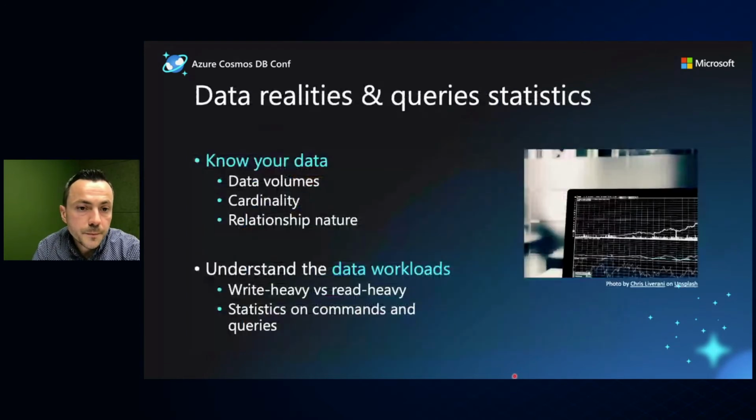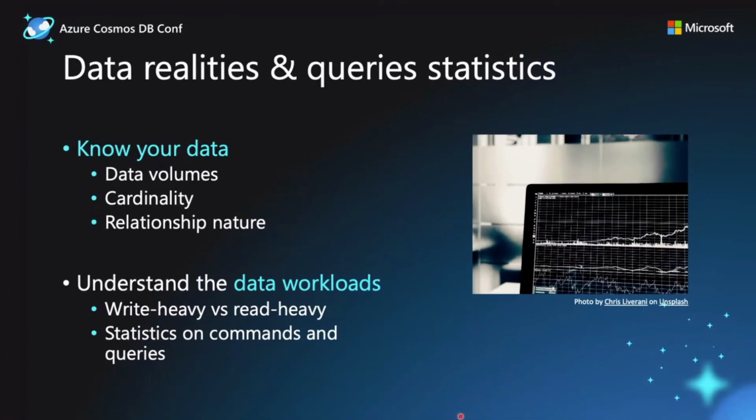Let's move forward. The next step would be understanding the data realities and query statistics. That's really important for any data model, but in particular for NoSQL. We need to understand what the expected data volumes are, what the cardinality of different attributes is, and, one of the most important, what the relationship nature is. I mean, one-to-one, one-to-few, one-to-many. In terms of data workloads, it's also very important to understand whether we have a write-heavy or read-heavy application. It would be really good to have these statistics gathered.